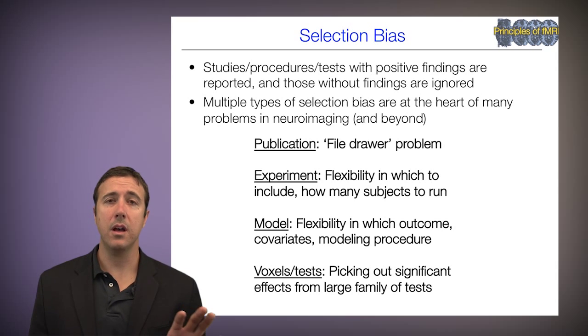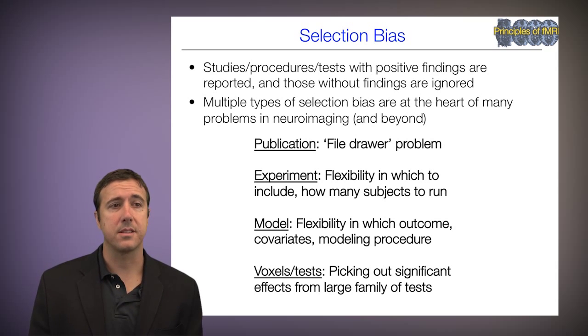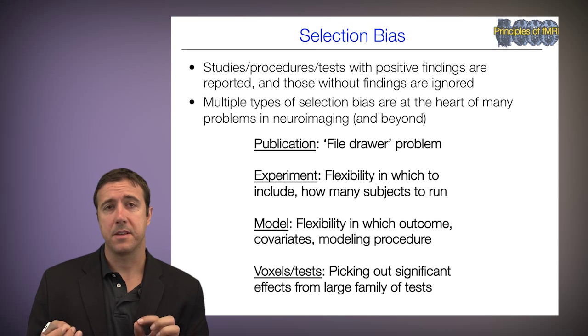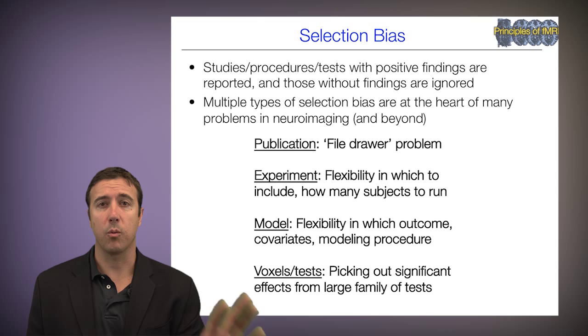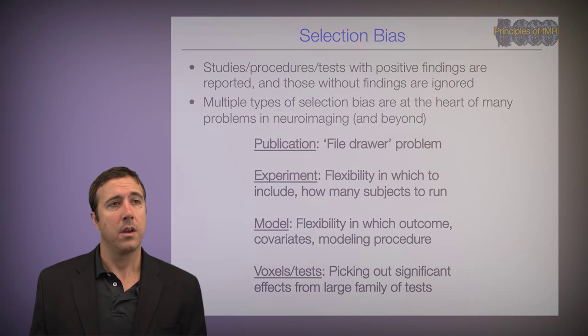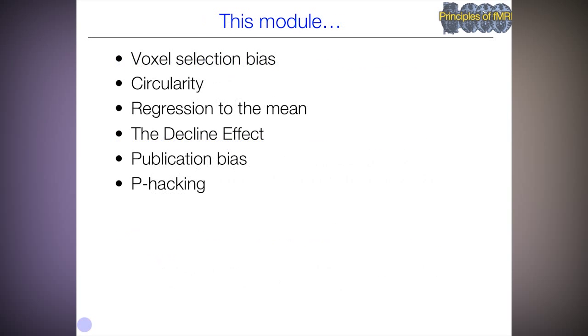And finally, a voxel selection bias, or more generally a test selection bias. If you run many tests, like we do in imaging, thousands of tests, hundreds of thousands of tests, then we often end up picking out the significant ones to focus on. And that both increases the false positive rate and inflates the apparent effect sizes of the winning voxels, the ones we focus on. So we talked about those things in brief and some solutions to them. We also talked about some positive responses by the community in terms of homes and funding for replications and null findings, changes in journal policies, and other new platforms for conducting research.